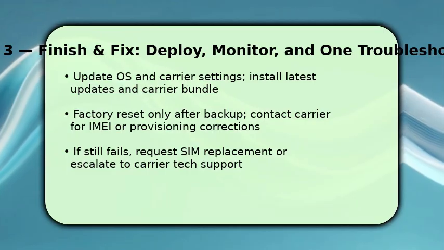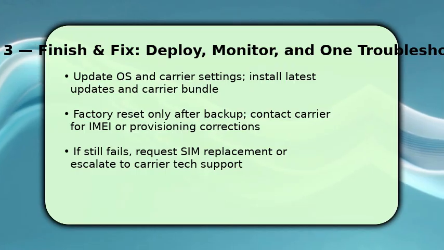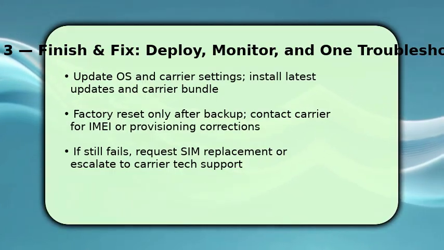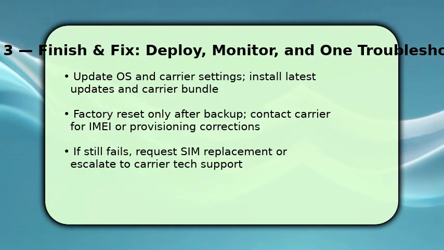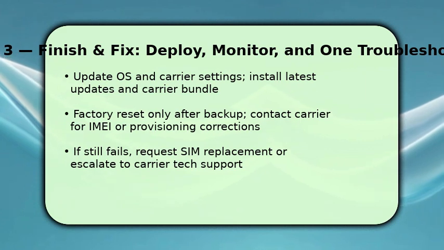This clears corrupt configs. Make sure to contact your carrier to check MA provisioning and ask for a SIM swap if needed. If nothing helps, escalate to carrier technical support. Insist on network-side diagnostics and provisioning resets to resolve persistent mobile network not available errors.